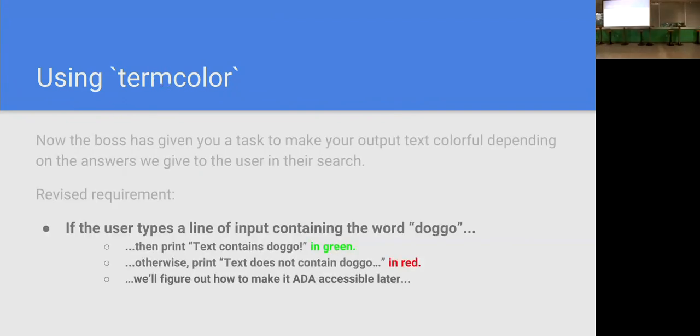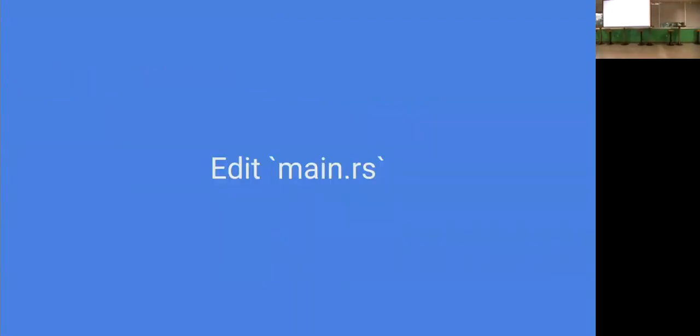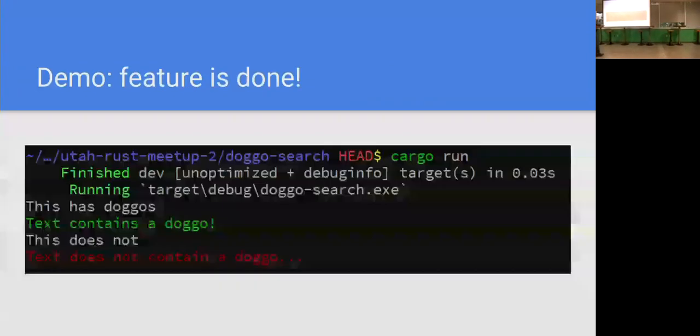All right. So we would have implemented this in our interactive demo, and it would look something like this. I type this has doggos. It prints a green message saying, look, it does contain a doggo. If you said this does not, then you get a red message that in this lighting is hard to read, but it says this does not contain a doggo. Cool. At this point, yes.